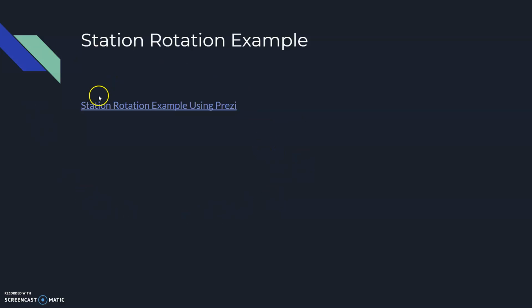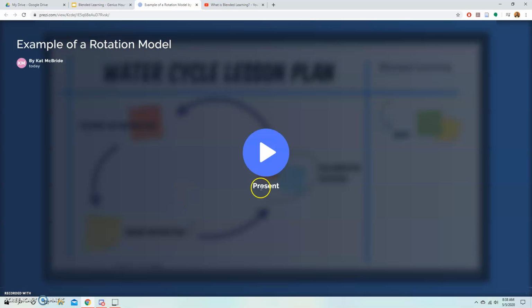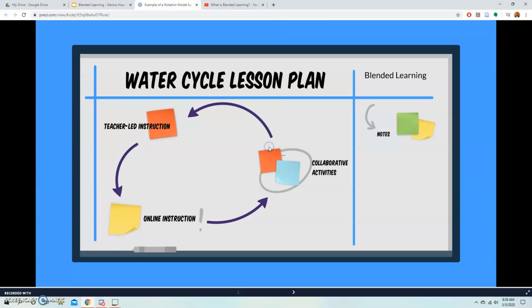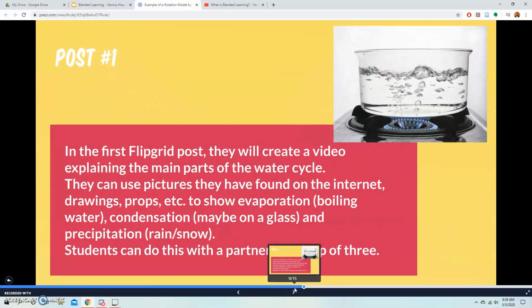As an example, we have created a station rotation model for you. We used the water cycle lesson in order to demonstrate something that you can do. There are many options of what you can do, so let's start this over.